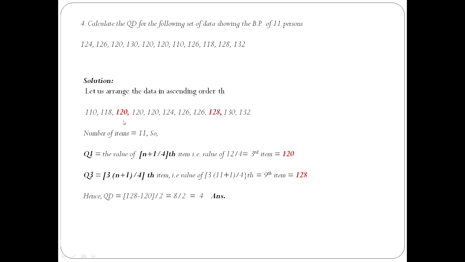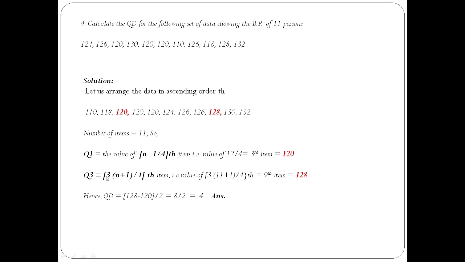Then we need to calculate the number of items. Here the number of items is 11, which is an odd number. So Q1 is calculated using the formula (n plus 1) by 4th item. That means 11 plus 1, that is 12, by 4, that is the third item, which is the first quartile. The third item is 1, 2, 3, 120, so 120 is the first quartile.